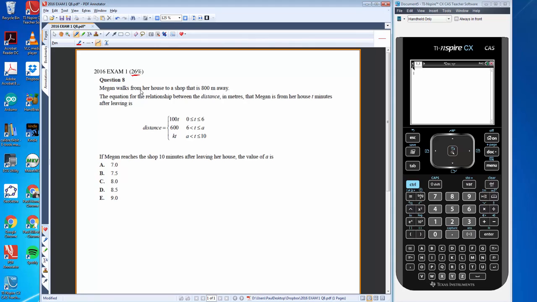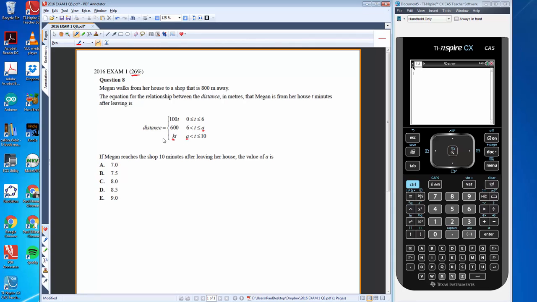So Megan walks from her house to a shop that's 800 metres away. The equation for the relationship between the distance in metres that Megan is from her house is given by this hybrid function here. So if Megan reaches the shop in 10 minutes after leaving her house, the value of A is. So this is what we're trying to find out, the value of A. But in looking at this, we're going to note that there's an unknown gradient for this portion of the hybrid function as well.